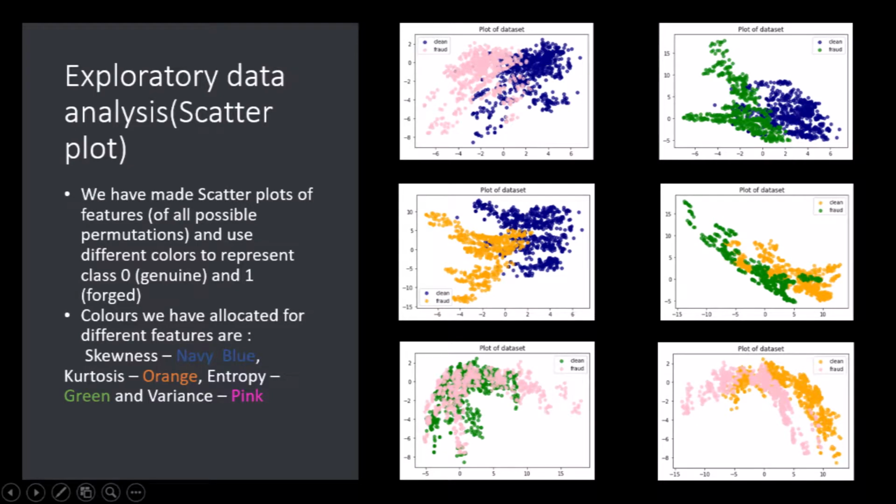Here we have plotted scatter plots for all the different features in our dataset such as skewness, kurtosis, entropy and variance, and we have plotted it for all permutations possible.